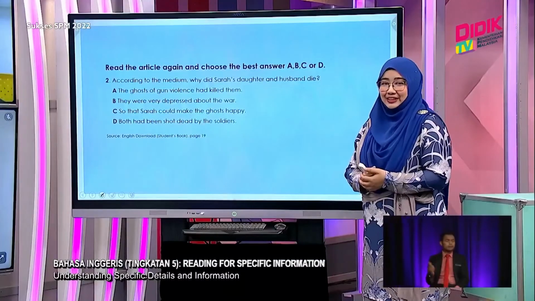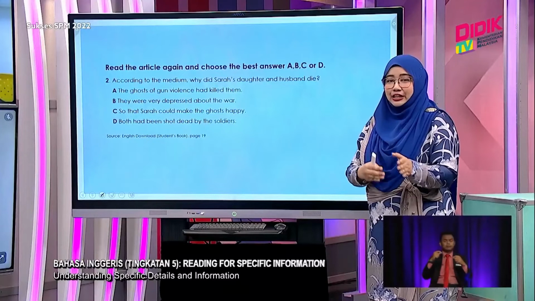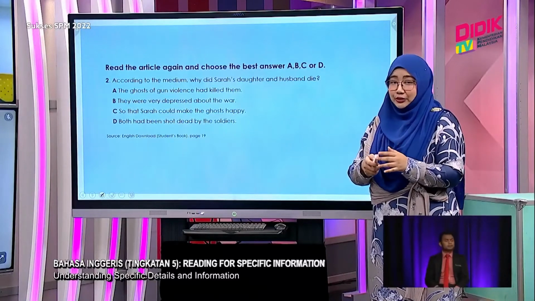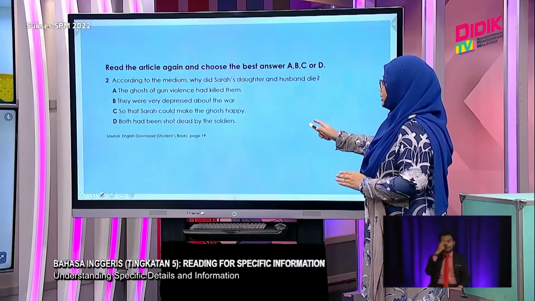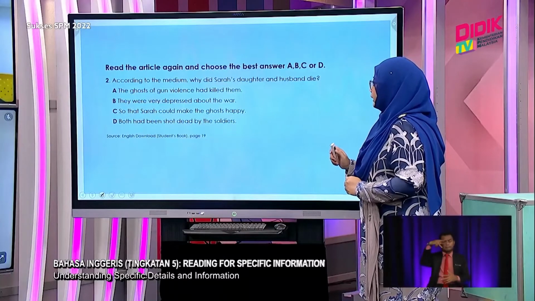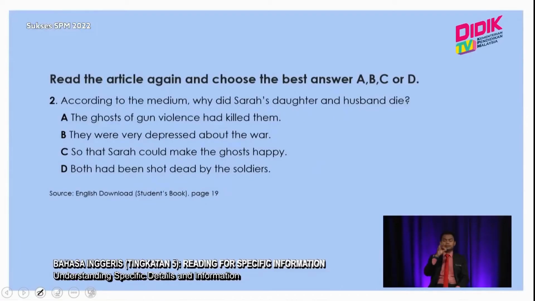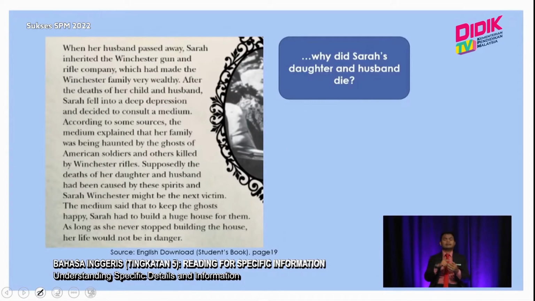Okay, so viewers at home, you can find this question in page 19 of download. Okay, so question 2. According to the medium, why did Sarah's daughter and husband die? So that's the question. Okay, could someone help me and find the answer in the text? Yes, teacher. Okay, Alisha, where is the answer?